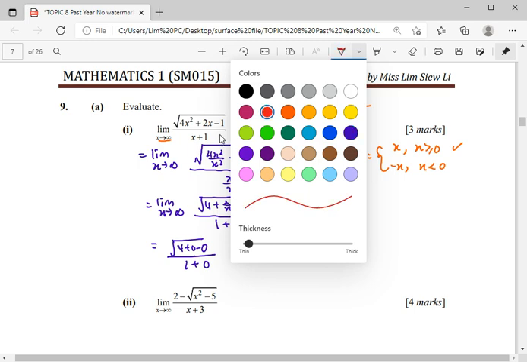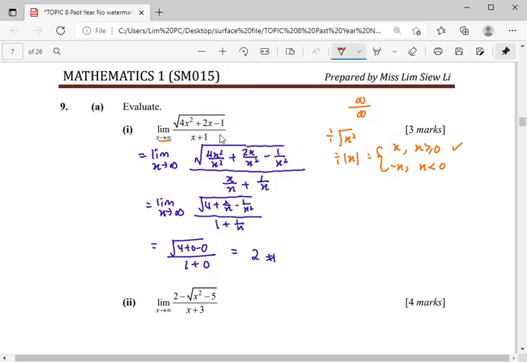What is important here is the concept of dividing by x squared under the square root, and then dividing by x for the function without the square root. Then we simplify to get to the answer.